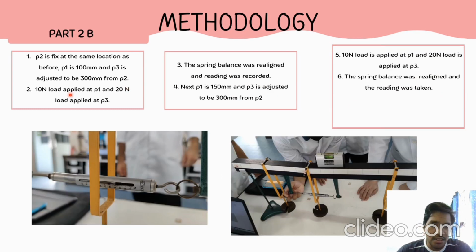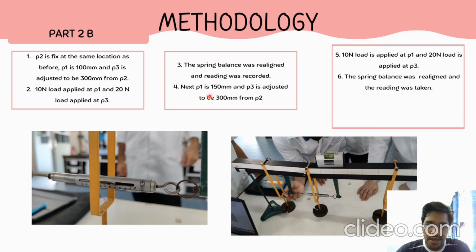For part 2B, P2 is fixed at the same location as before. P1 is 100 mm and P3 is adjusted to be 300 mm from P2. A 10 Newton load is applied at P1 and a 20 Newton load applied at P3. The spring balance was realigned and the reading was recorded.